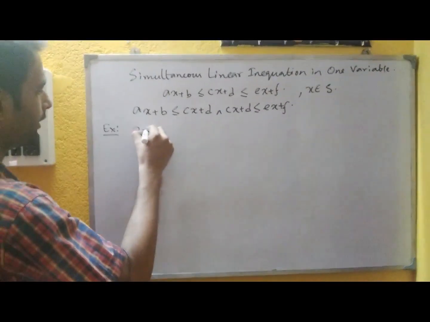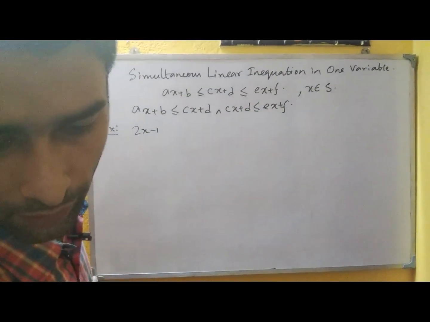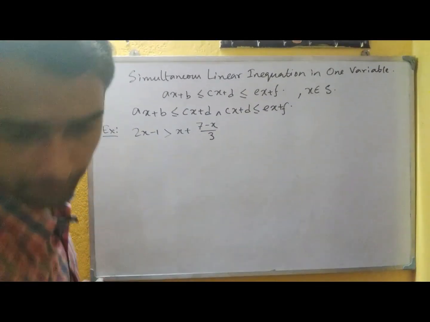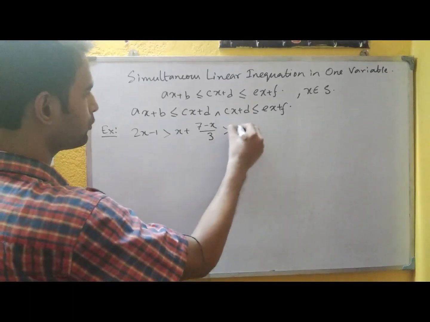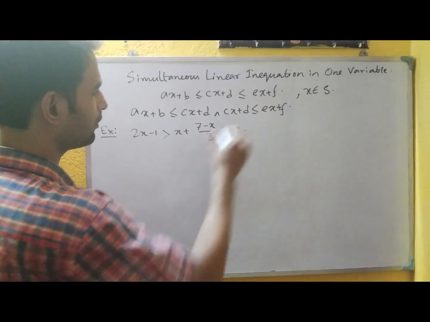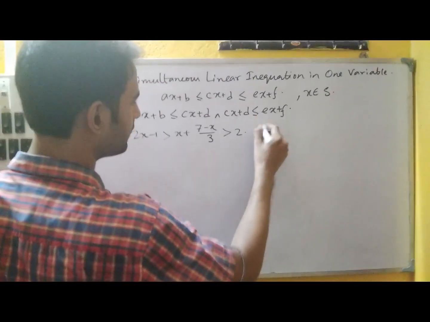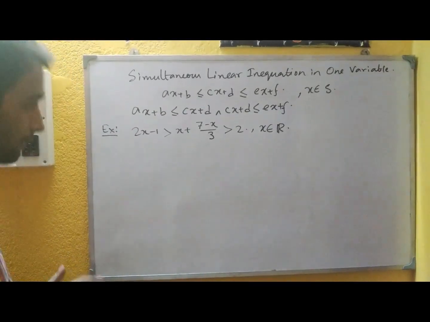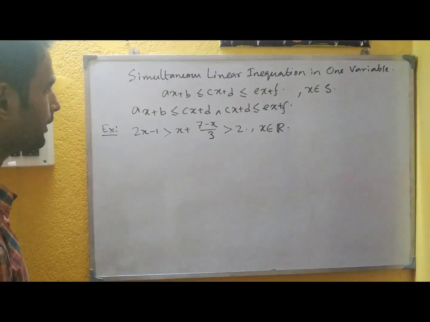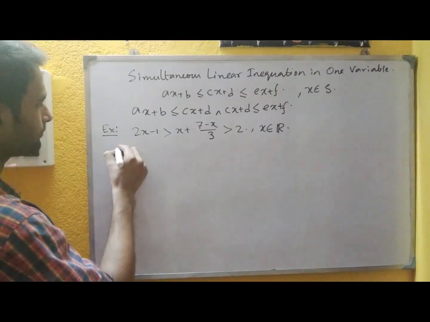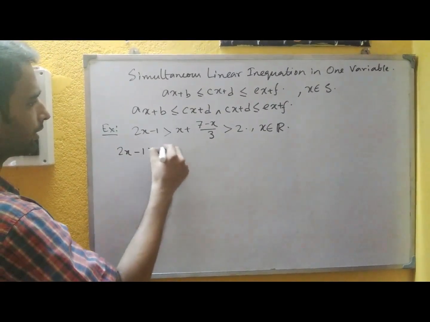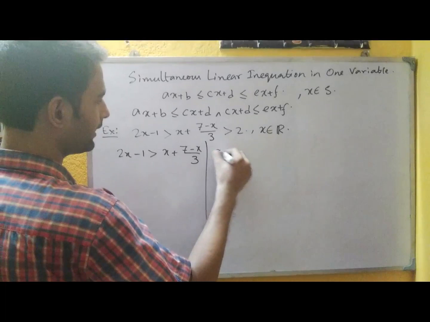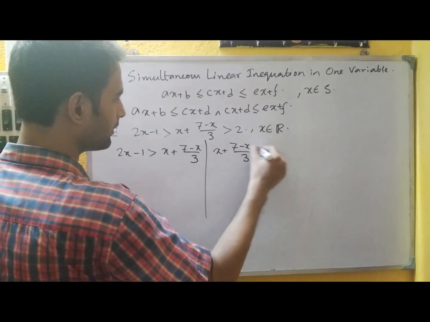Saying that 2x minus 1 greater than x plus 7 minus x by 3 greater than 2. I think the replacement set here is given R. Okay. So let us take the inequalities one by one. 2x minus 1 greater than x plus 7 minus x by 3, and x plus 7 minus x by 3 greater than 2.